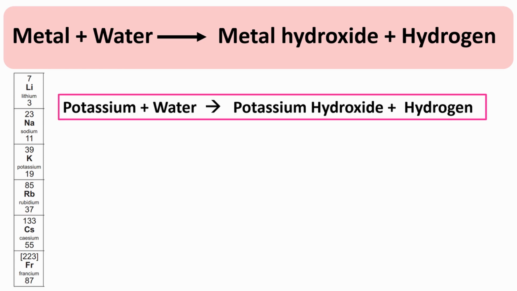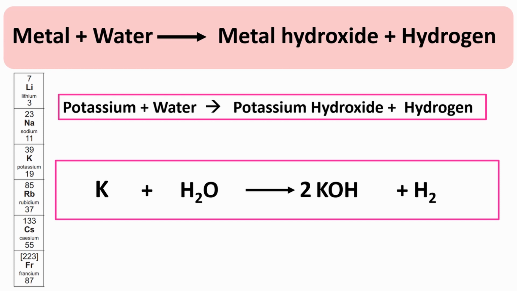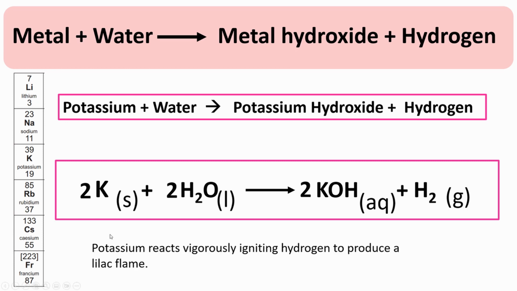Potassium plus water produces potassium hydroxide and hydrogen gas. Here's the symbol equation, and now this is the balanced symbol equation, and these are the state symbols. And for a description of the reactivity, potassium reacts even more vigorously and it releases even more energy. That energy is actually enough to ignite the hydrogen gas to produce a flame, and that's a lilac flame because there's potassium ions present. The rest lower down, actually they all produce flames because they're so reactive.